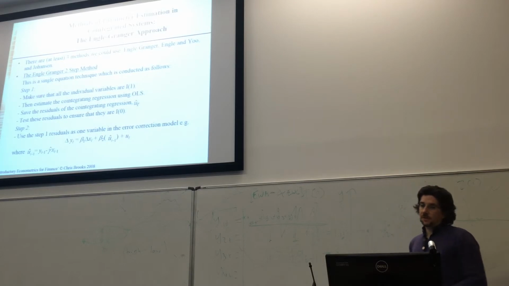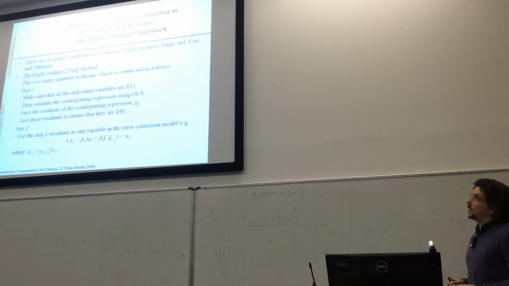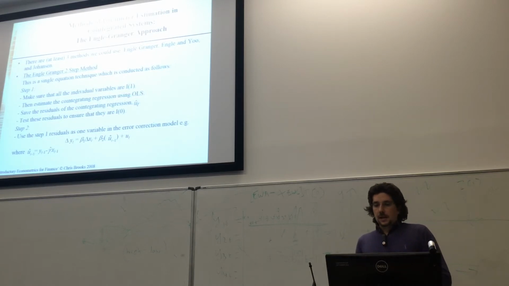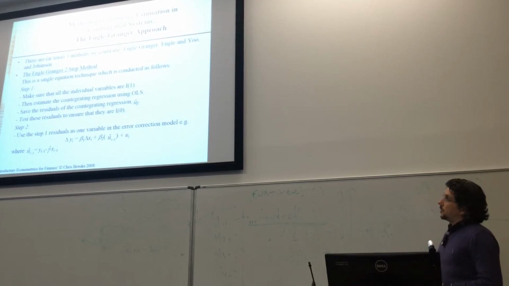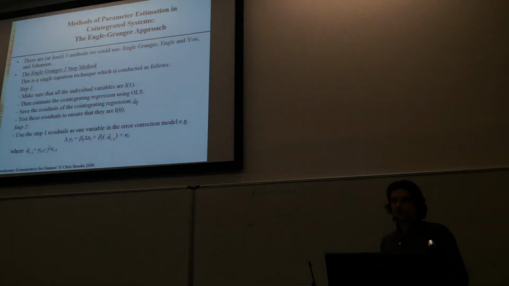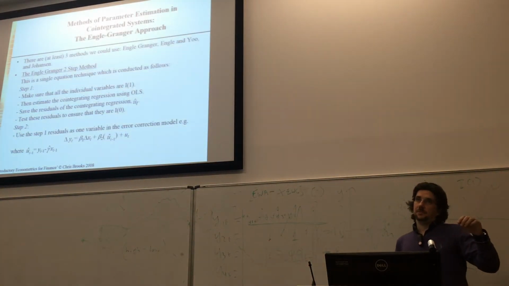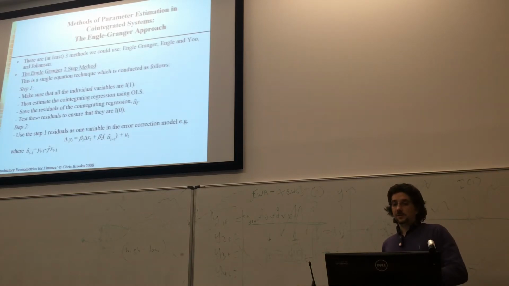Okay, so this covers basically the two steps that you do in that, and we're going to cover it in the lab as well. And so the first thing, you check that all the variables are I(1), then you estimate the regression using OLS, you save the residuals of the regression, and then you test those residuals to make sure that they're I(0).